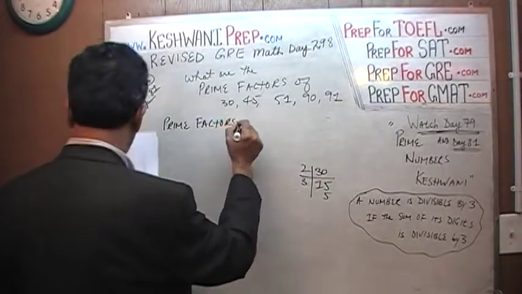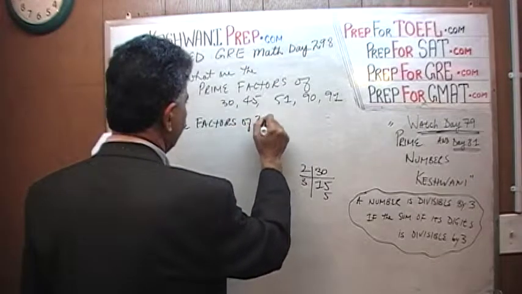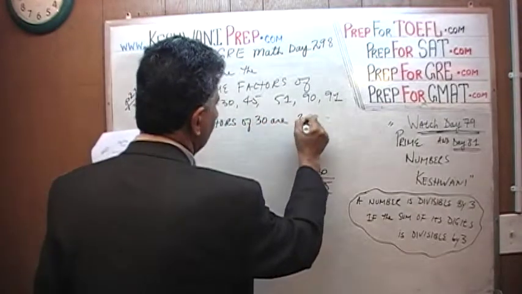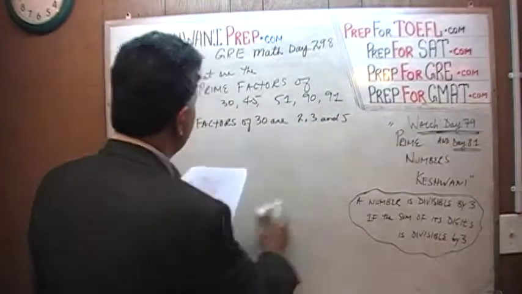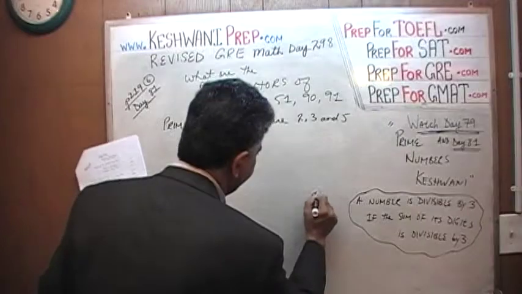Prime factors of 30 are 2, 3, and 5. Let's do the next one. 45.